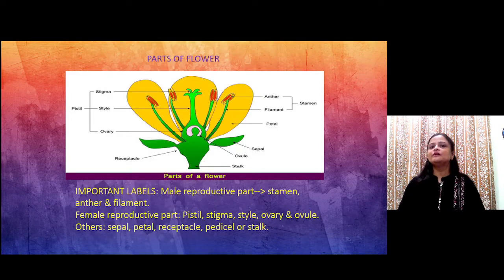You also have to label petals, and here you can see beautiful yellow colored petals of the flower, as well as sepals. That forms the supporting leaves, which are usually green in color. Then you can label the receptacle, which is the swollen broad part of the flower, and finally the stalk that attaches the flower to the stem. This forms a perfect diagram for a flower.